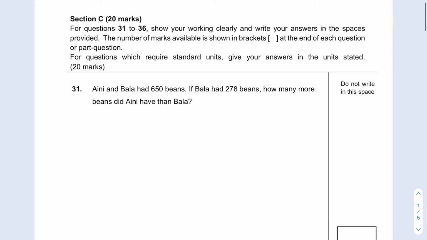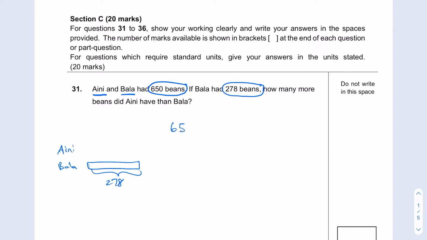Okay, question 31. Aini and Bala have 650 beans together. Bala has 278 beans. So we can show this as a model. Aini, Bala. Bala has 278 beans. So how many beans does Aini have? We can take 650 minus 278.